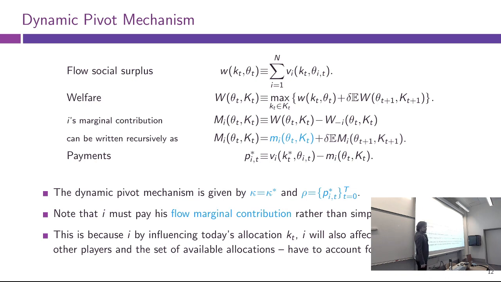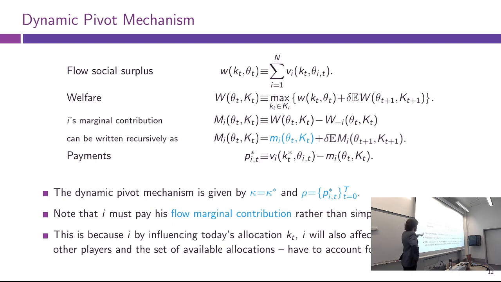Once you have this marginal contribution of player I, you want to avoid double counting. So if I account for Johan's effect on everybody else today, but this effect materializes in the future, then Johan's marginal contribution will be positive or negative today and tomorrow. So this difference between welfares will count the same effect in multiple periods. So we want to isolate the flow effect that today's contribution has in particular.